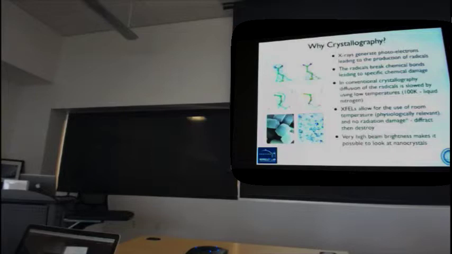So why would we want to do crystallography at an FEL source? Well, one thing is because it's there and we're scientists and we're going to use what's out there, but there really are some good reasons. One is that we think about the traditional experiment that we do with a crystal at a synchrotron. We know that X-rays generate photoelectrons that generate radicals, free radicals floating through our crystal. And these free radicals break bonds. We get secondary damage.